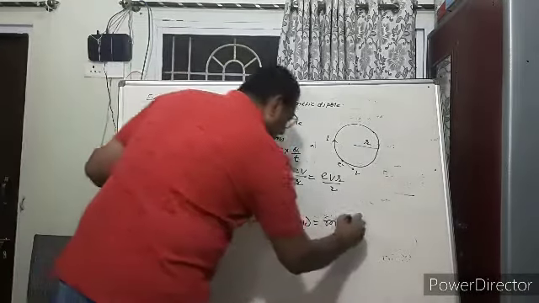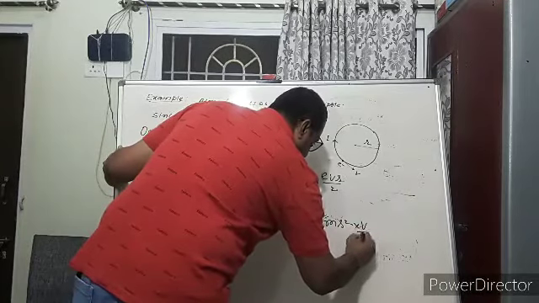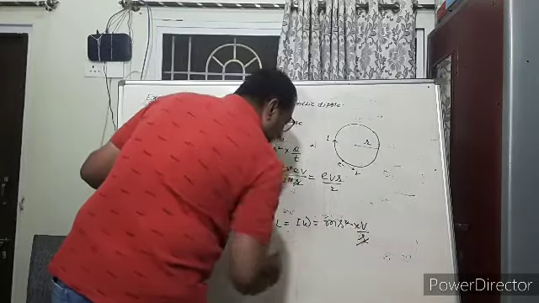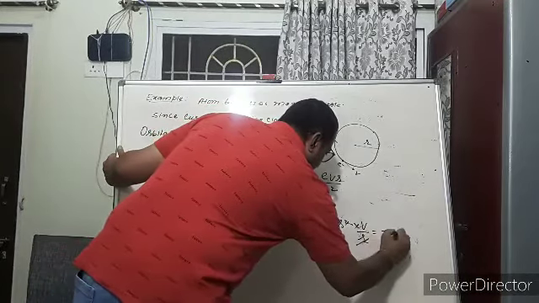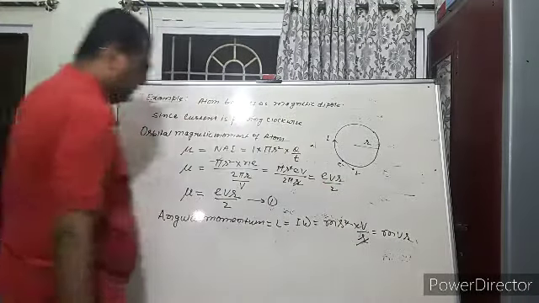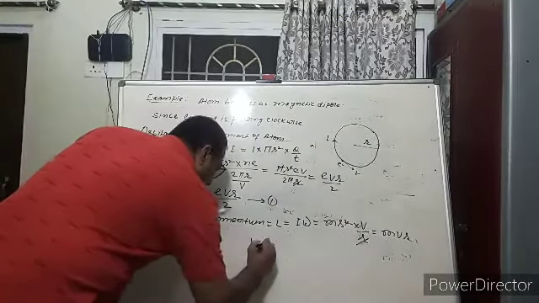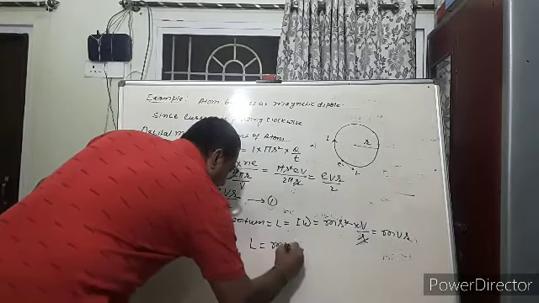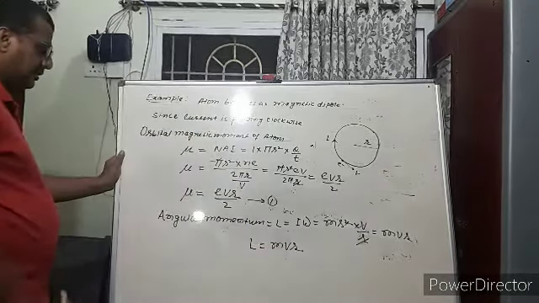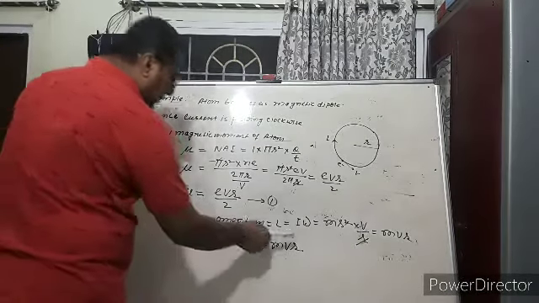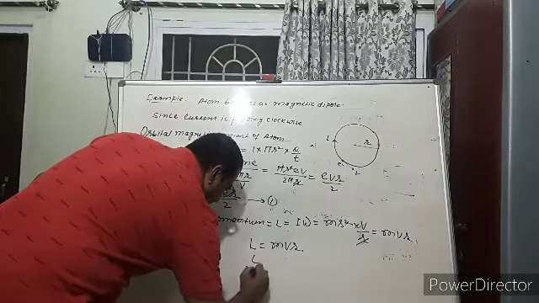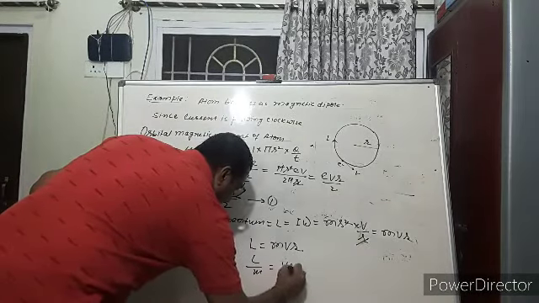Omega equal to v by r. So r will be cancelled. This will be equal to mvr, meaning L is equal to mvr. In place of vr, we can write L by m.